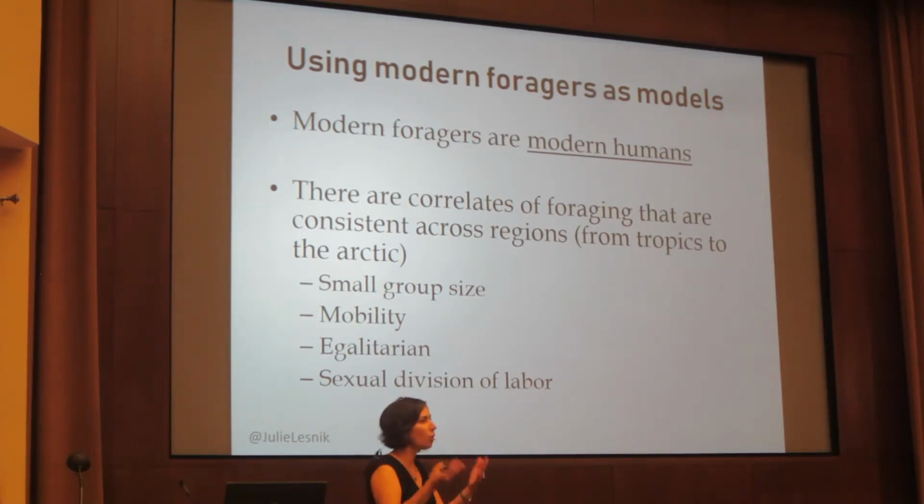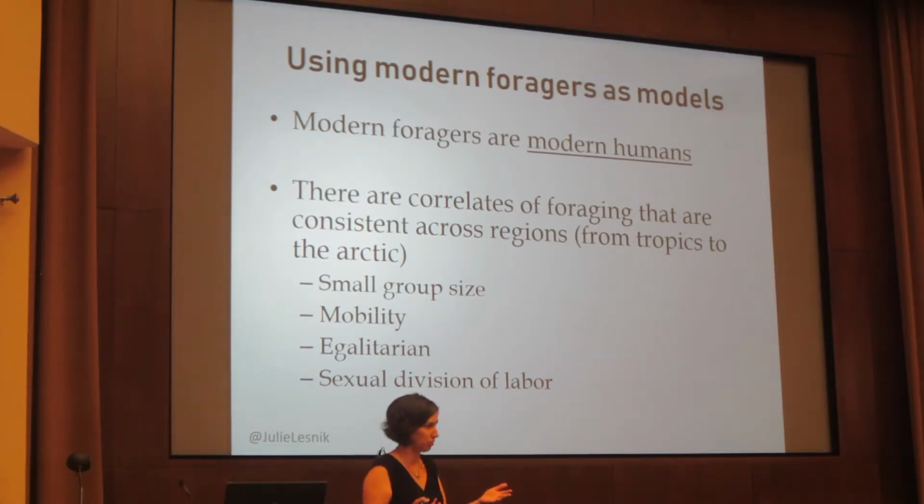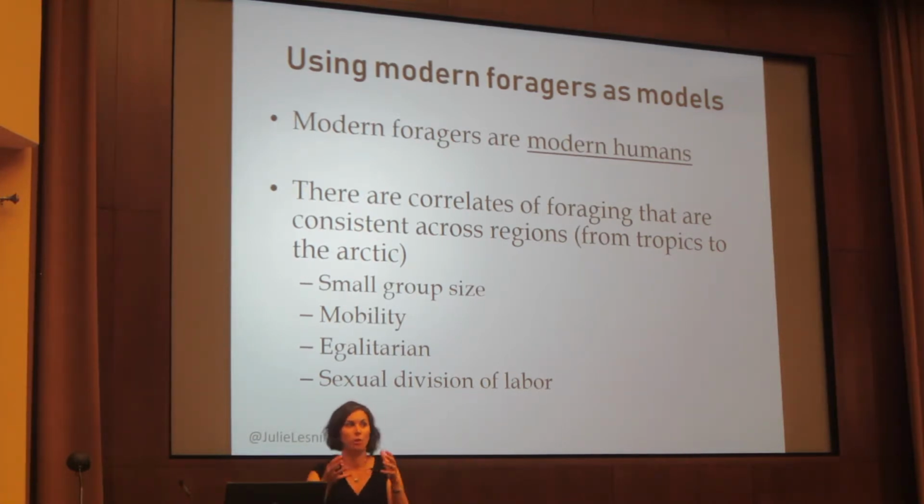And so there are correlates with a foraging diet. You can only have a very small group size. If your group size gets too big, you're going to outstrip your resources really quick. So we stay in what we call a band level society.